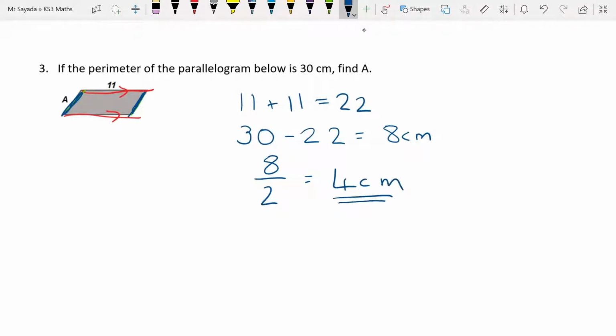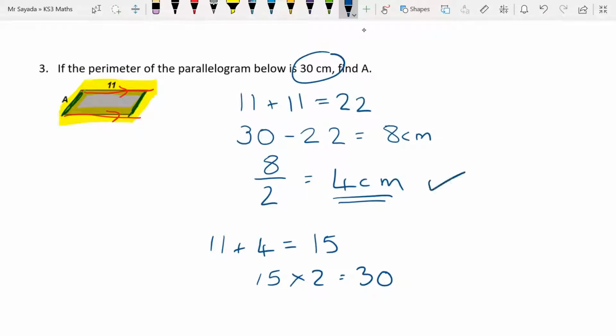We can then quickly check we've done it right by following the rule that perimeter is the distance around a 2D shape. So let's check. If we do 2 of the sides, let's do this one and this one. Let's add those together. That's 11 plus 4, which is what? 15. And then we have the same thing again. We have this side and this side. So that's going to be another lot of 15. So 15 times 2 is 30, which is the perimeter. So we've done it right.